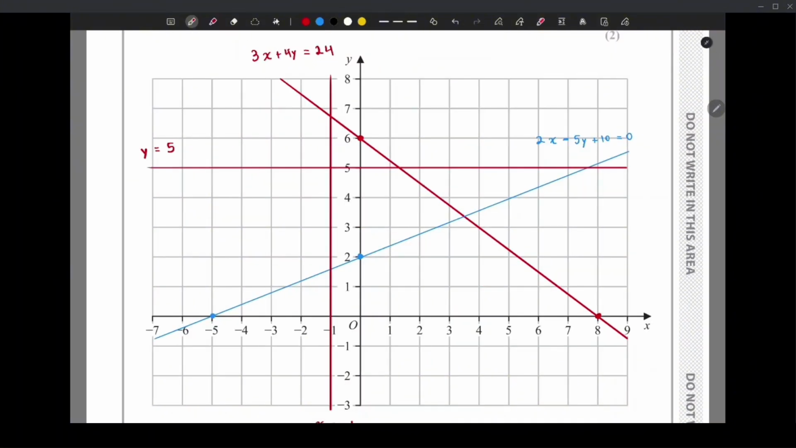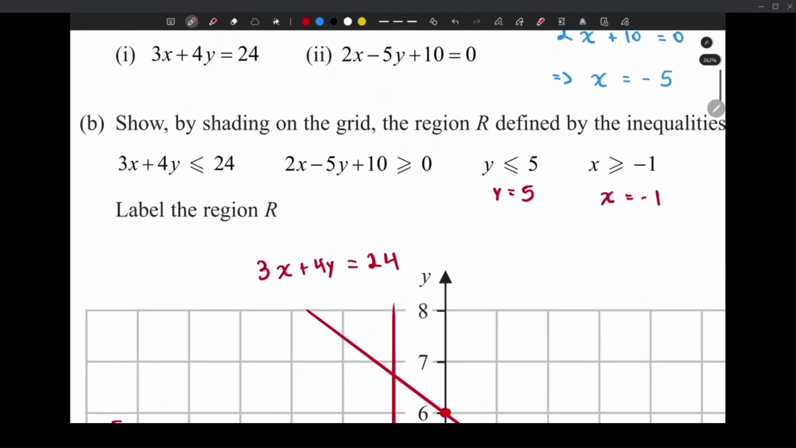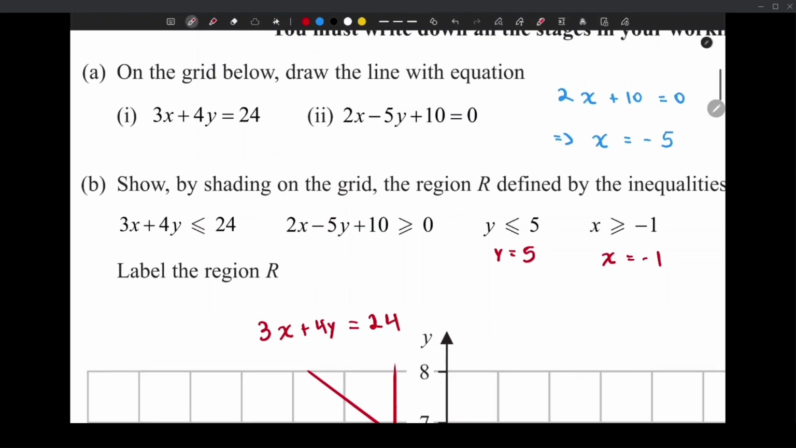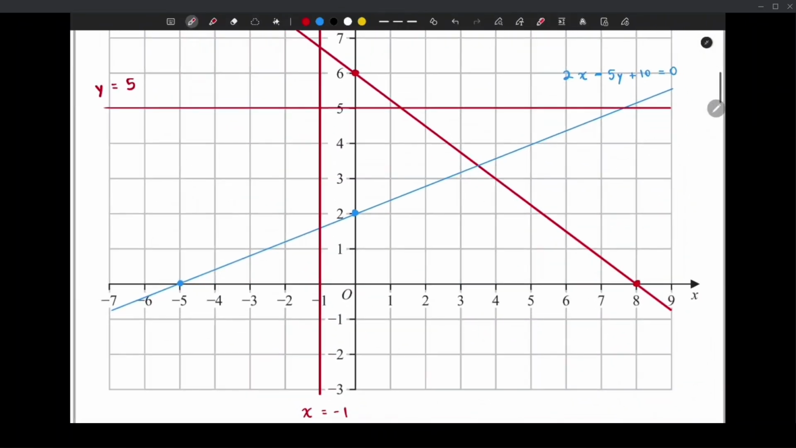Okay, so there was a slight mistake during this question, in that in order to find the region, the coefficient of y must be positive. As you can see that there is a negative coefficient, so you need to make 5y the subject. So you will get 5y is less than or equal to 2x plus 10. Which means that the region is below this line.